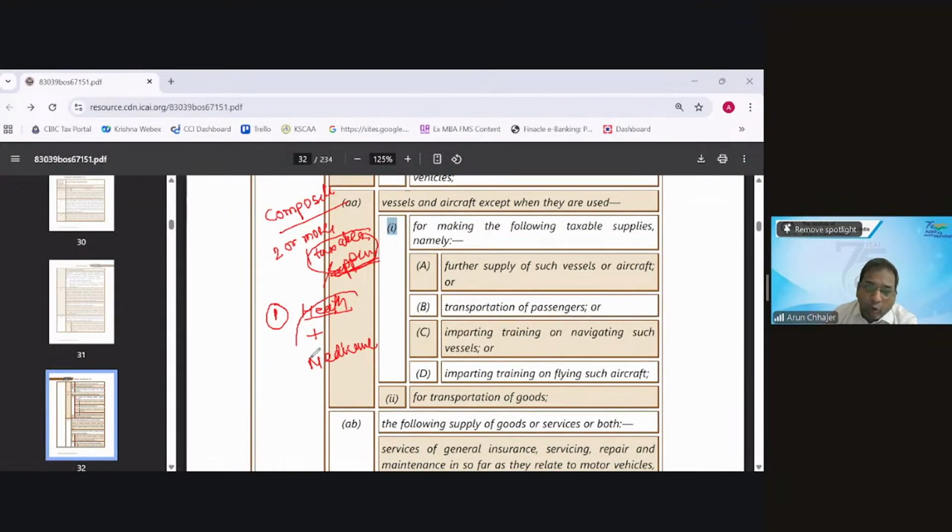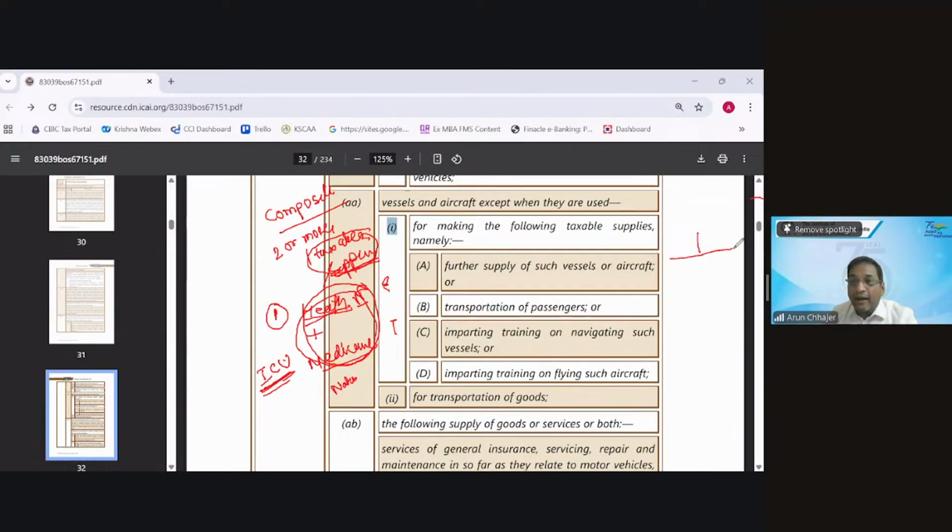If I club both, and hospitals are giving ICU treatment to any patient, out of which one is healthcare and one is medicine, which are naturally bundled, the complete combo is a composite supply, and therefore the principal is healthcare. Then the entire combo would be exempted because of the composite supply concept. Am I right? The entire combo would be exempted because of this concept, composite supply. How did this become a composite supply? One was exempt, one was taxable.